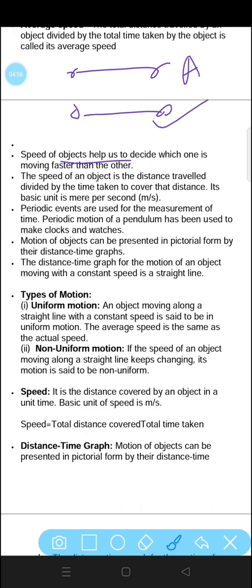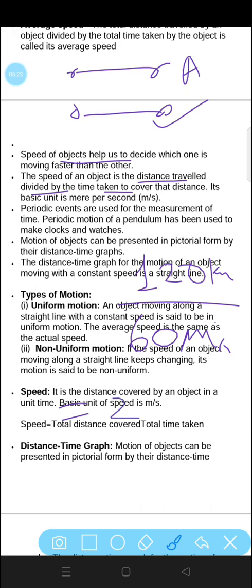So from the speed we can take an idea about the speed. The speed of an object is the distance traveled divided by the time taken. If the distance traveled is 120 kilometers and the time taken is 60 minutes, then we can say the speed is 2 kilometers per minute, or we can say in 1 hour it is traveling 120 kilometers.